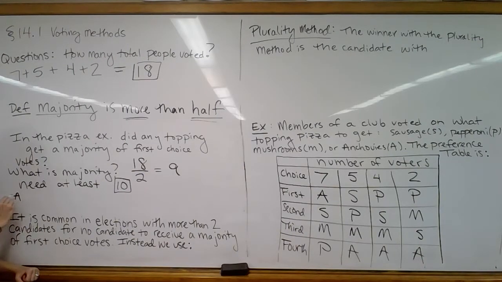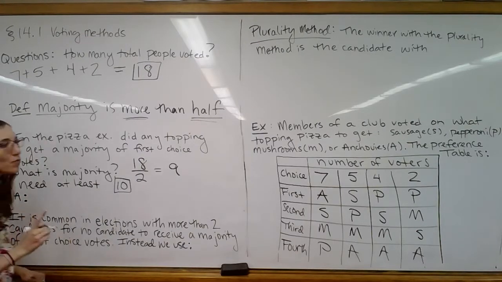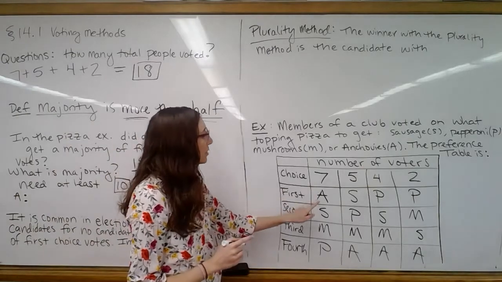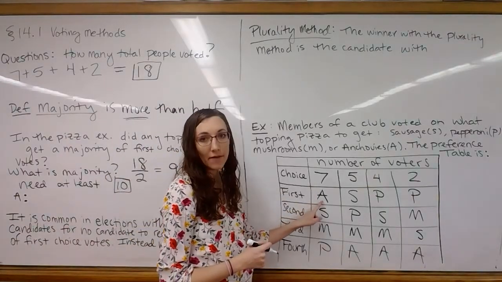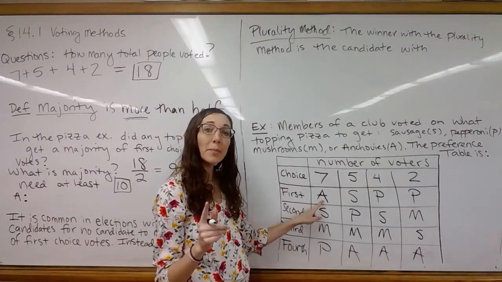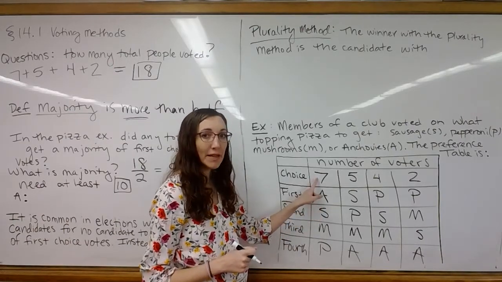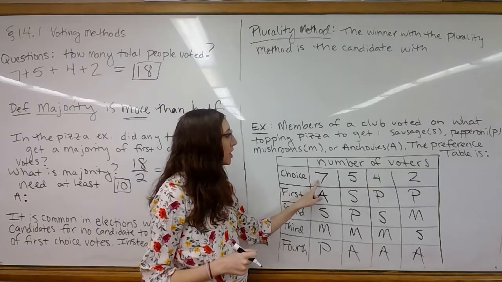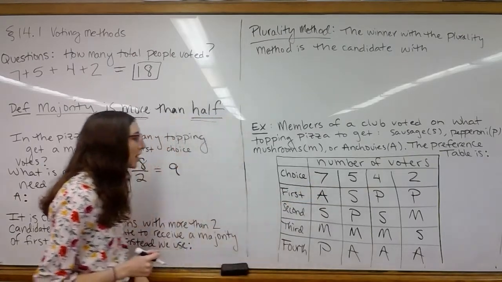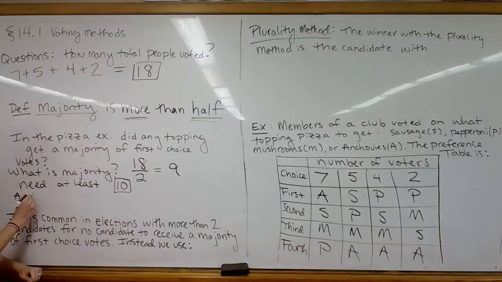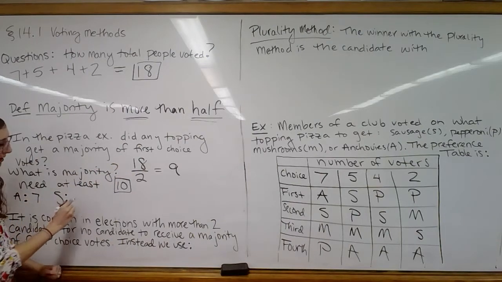So if we look at, say, how many did anchovies get? Well, notice we're only counting first choice votes. So look, they're on the top of this list. They got first choice votes here. But remember, how many does this represent? Well, it represents 7 ballots. So you need to be careful to remember to look up to see how many ballots each column represents. So anchovies got 7. Sausage, notice they're on top in the second column, so they got 5.